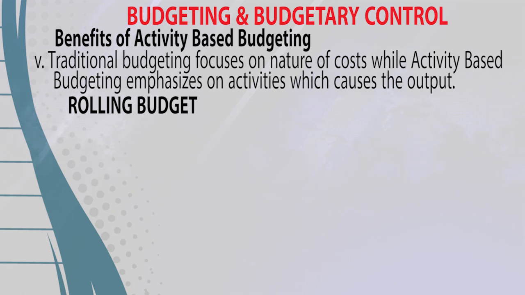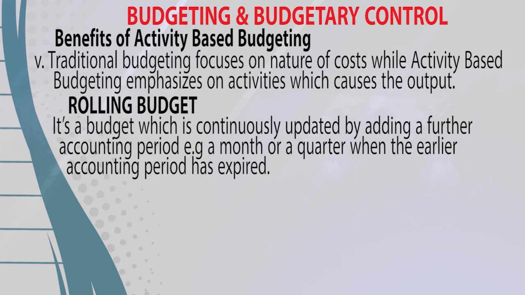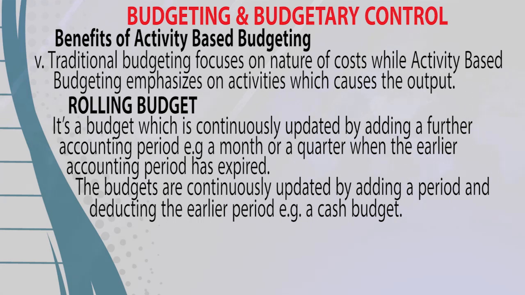Then last but not least is the rolling budget. Number 3 is rolling budgets. This is a budget which is continuously updated by adding a further accounting period, e.g. a month or a quarter, when the earlier accounting period has expired. The budgets are continuously updated by adding a period and deducting the earlier period, for example, a cash budget. Let me explain about rolling budget.